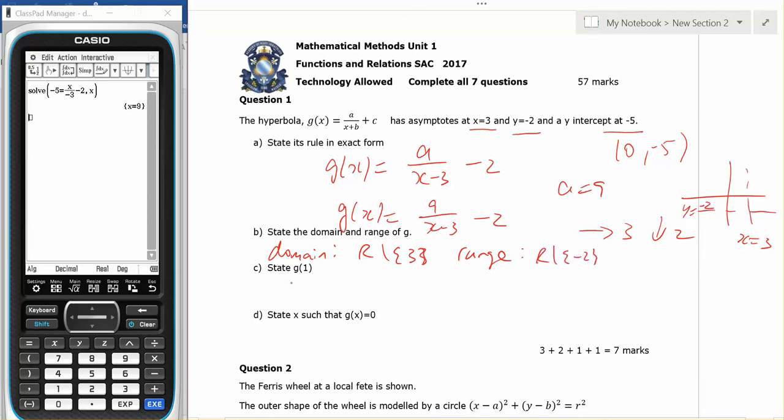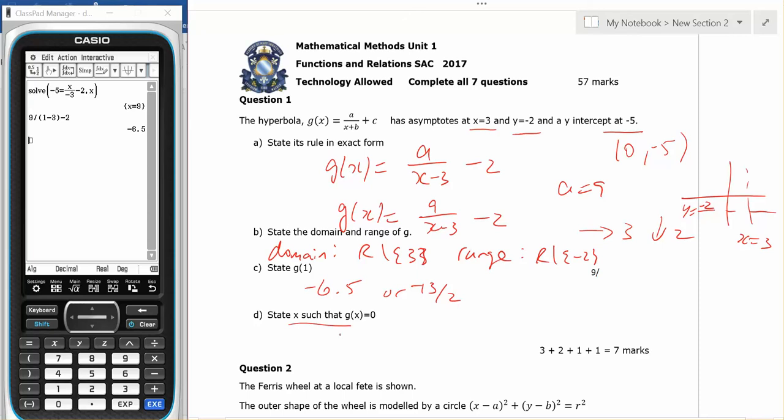Right, so state g of 1. g of 1 would be when you sub 1 into the equation, so 9 divided by 1 minus 3, minus 2. So g of 1 is -6.5, or -13 on 2.